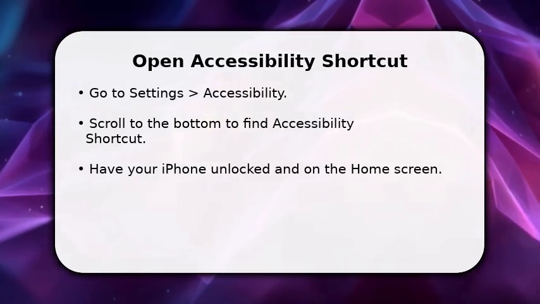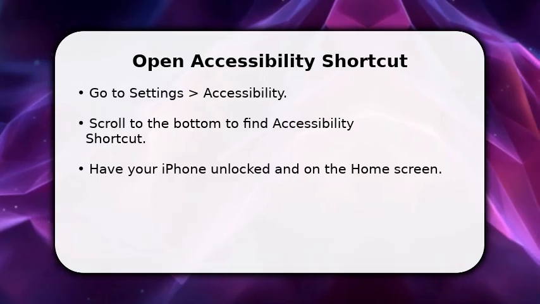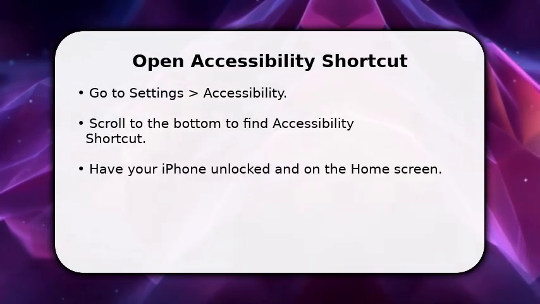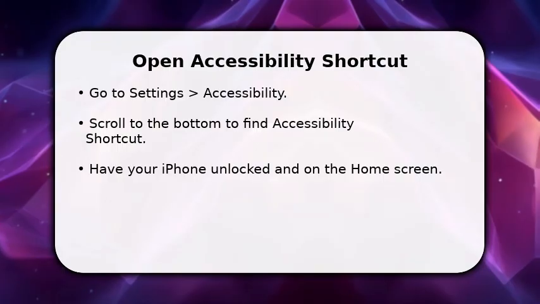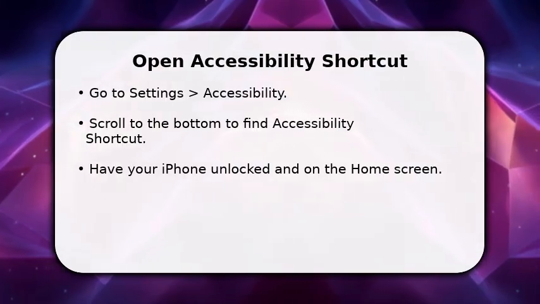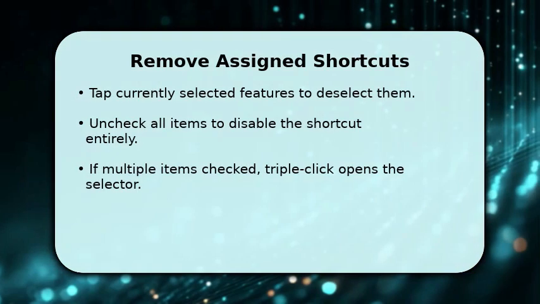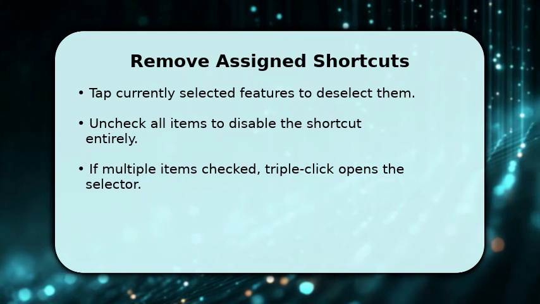Make sure your device is unlocked so the option appears. If it's not visible, double-check you're in Accessibility, not General. Now tap Accessibility Shortcut to view assigned shortcuts. Here you'll see a checklist of features currently tied to the shortcut.